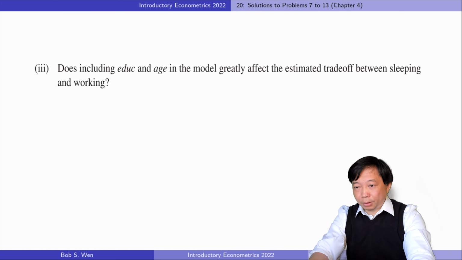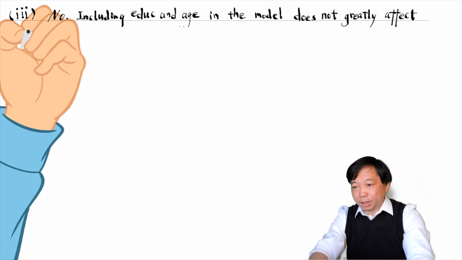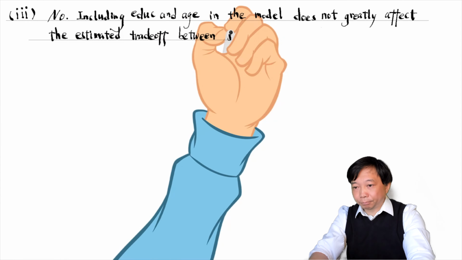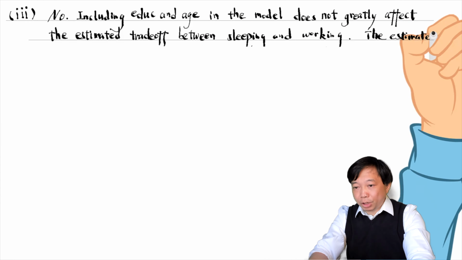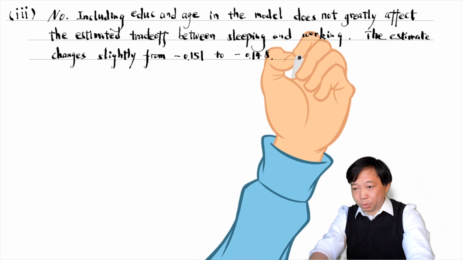For the third question, including education and age in the model does not greatly affect the estimated trade-off between sleeping and working. The estimate changes slightly from minus 0.151 to minus 0.148.